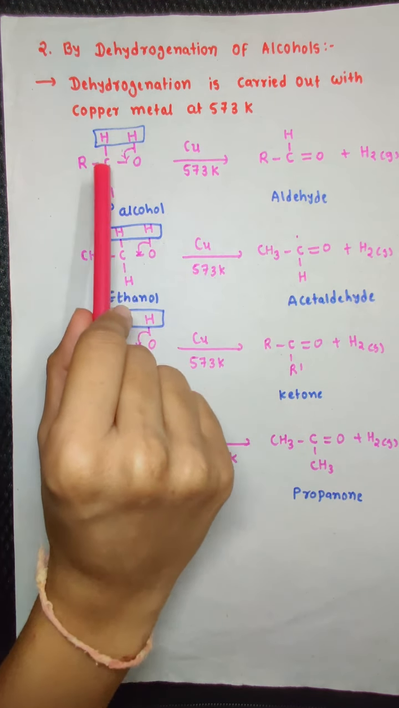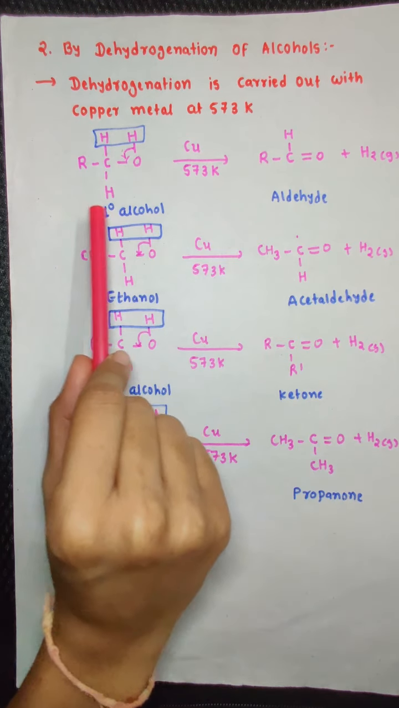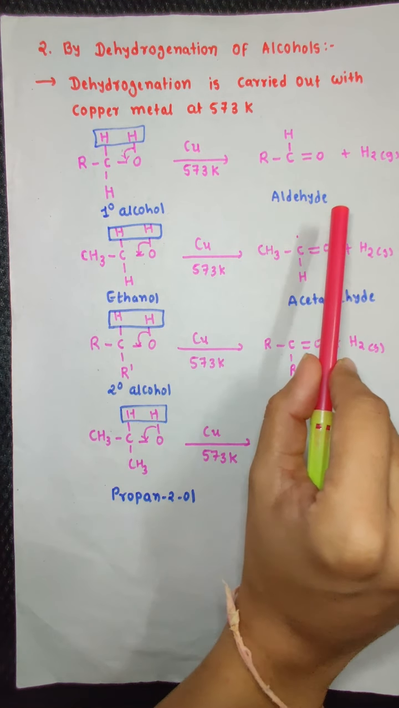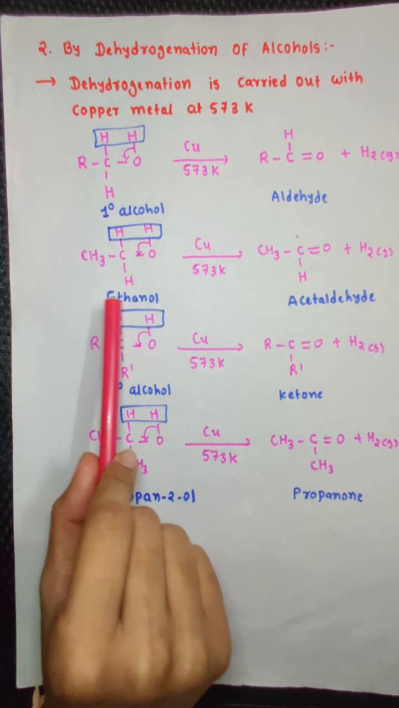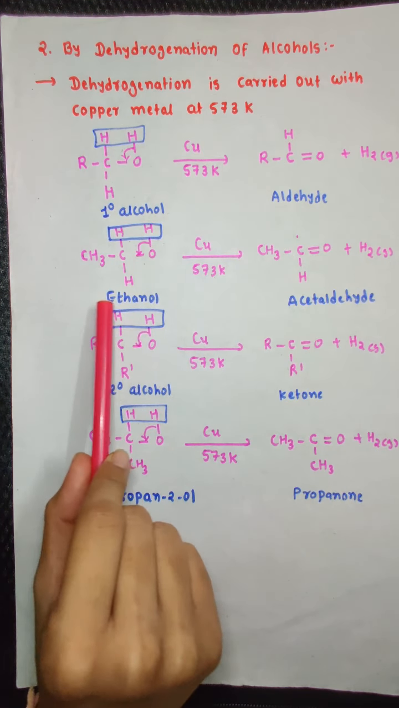and that is why this process is known as dehydrogenation. Now the electron between oxygen and hydrogen shifts between carbon and oxygen, and once again we get a double bond between carbon and oxygen, giving us an aldehyde. So primary alcohol on dehydrogenation gives aldehyde. Let us take an example. Here I have given you an example of ethanol.